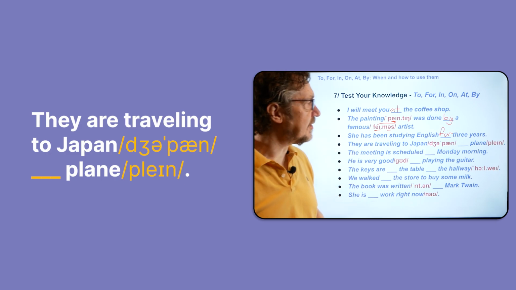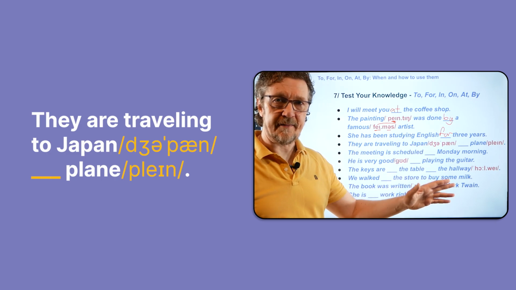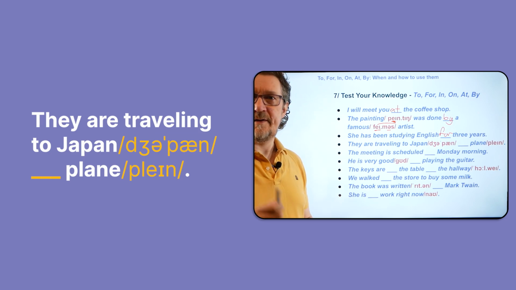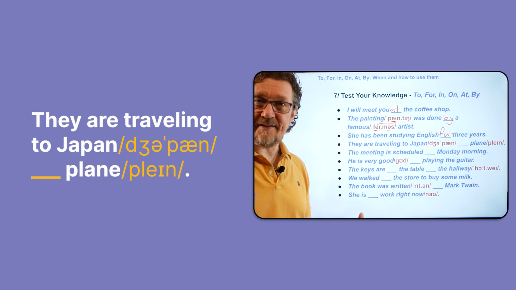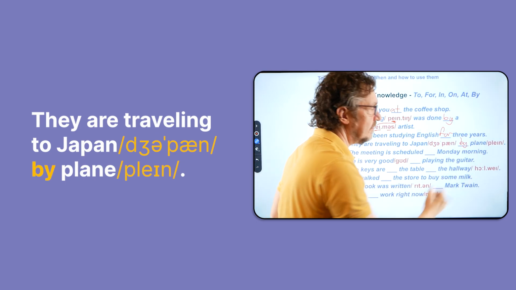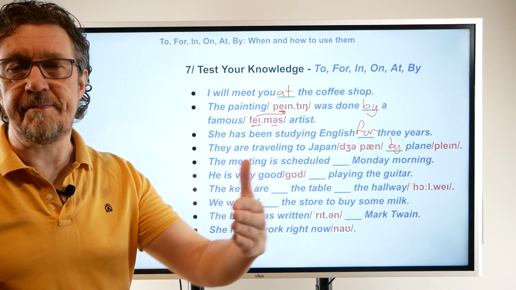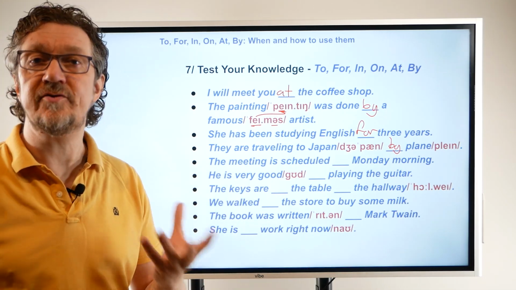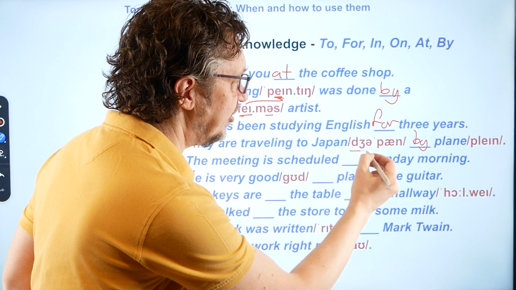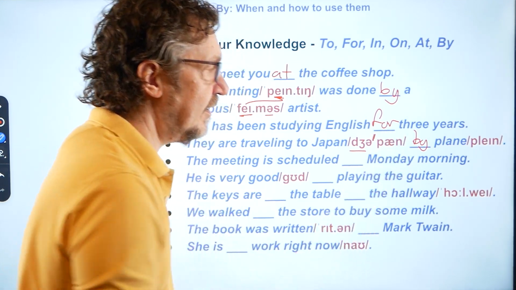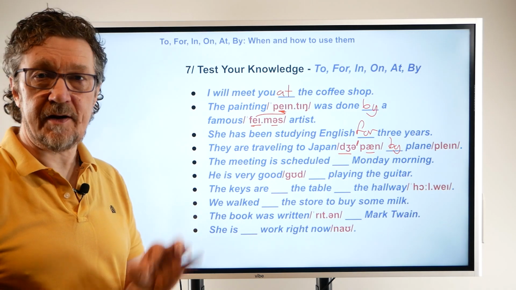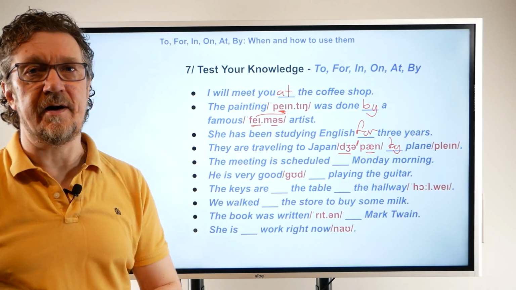They are traveling to Japan, plane. Remember what we were saying about the method? Yeah, so it's by plane. How do you do it? I do it by plane. We go by car, we go by train, okay? Japan. Let's just have a look at this word, J. And then, of course, this A is a very strong A sound, Japan. And we've got the stress on the second part of that word.